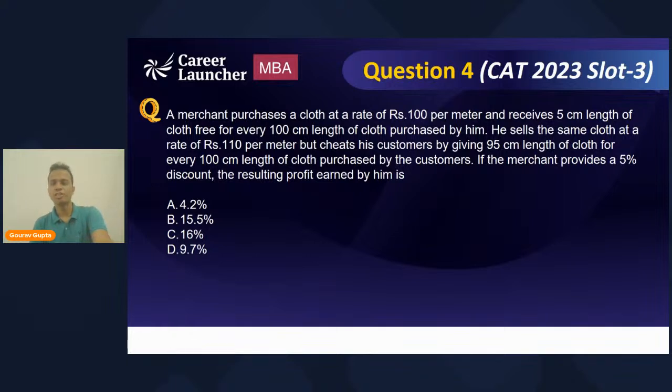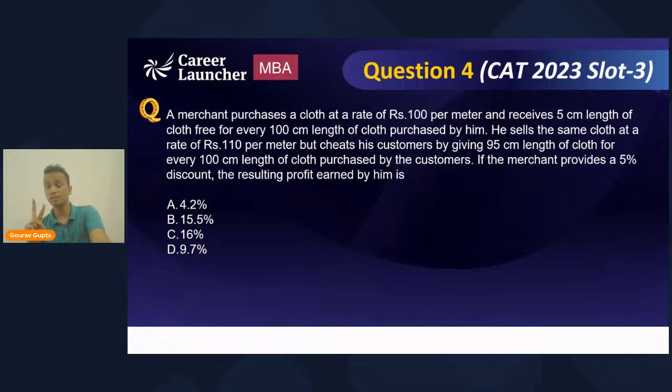So you can divide this question in different parts. A merchant purchases a cloth at a rate of rupees 100 per meter and receives 5 centimeter length of cloth free for every 100 centimeter of length that he purchased. So he has not cheated anything, but he is receiving something extra. If receiving something extra, that means the profit has already been incurred at the first place while buying this article. So this is the first part.